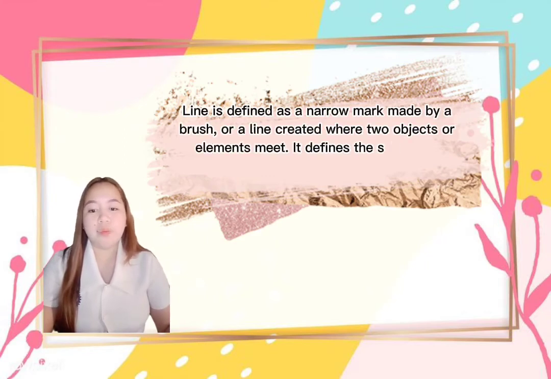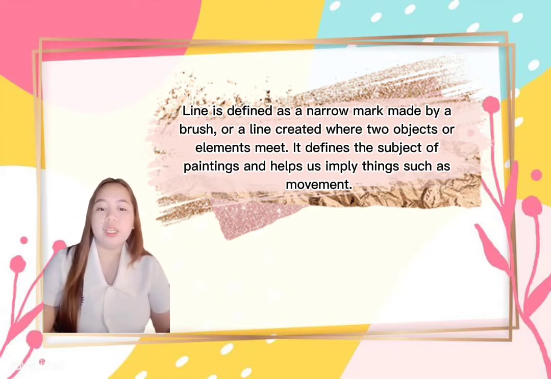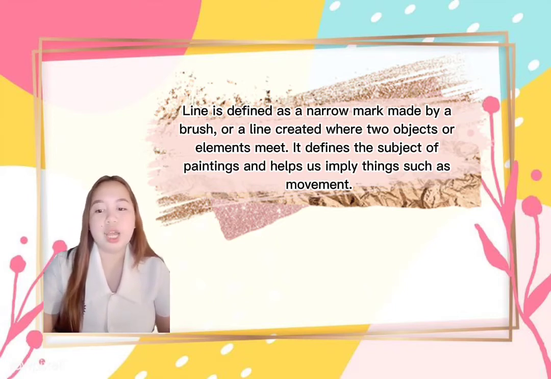Now let us move on to line. Line is defined as a narrow mark made by a brush or line created where two objects or elements meet. It defines the subject of paintings and helps us imply things such as movement. Painters should also be aware of different types of lines. Among these are implied lines, those that are not drawn but are instead implied by a brushstroke around it. Landscape painters in particular are often concerned with the horizon line. Painters of all styles can add dimension to their work by employing the orthogonal and transversal lines found in drawings.